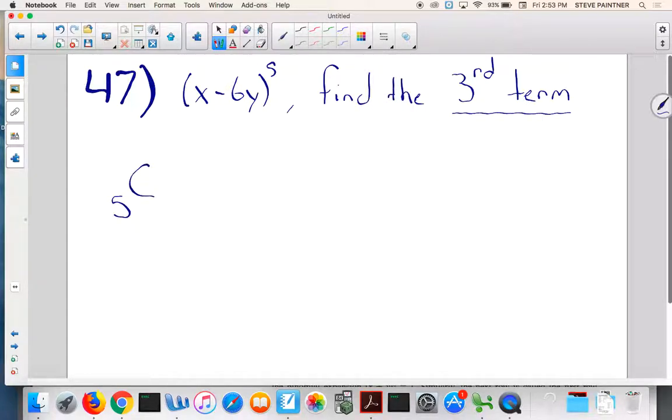5 choose 3. We're actually going to do 5 choose 2 because we're at the third term, but that actually ends up being 5 choose 2 because we start with 5 choose 0. So we'll have 5 choose 2, x to the third, because it's 5 minus 2 up here, so to the third, and then negative 6y, because that's like our y in our binomial term, there's x and y, negative 6y to the second power.